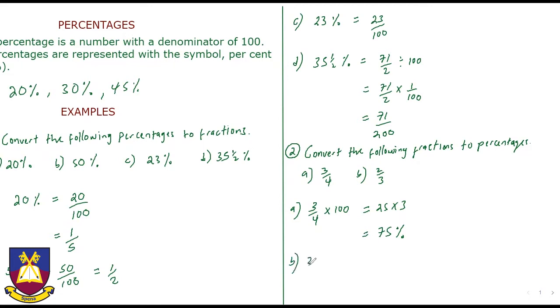Then part B, 2 over 3 multiplied with 100. And this gives us 3, cannot reduce this. So we multiply 200 over 3, which becomes 66 whole numbers, and 2 over 3%, because 3 goes into 200 66 times, leaving a remainder of 2. So that's how we convert fractions to percentages. All you do is multiply the given fraction by 100.